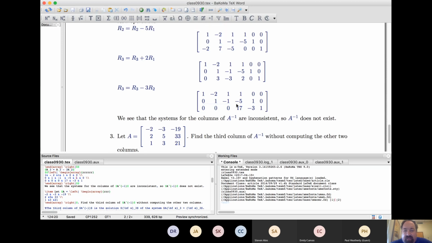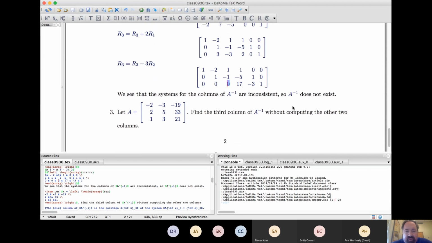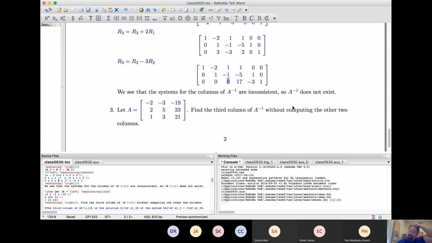Right? So if we had had something non-zero down here, we could have continued and brought this eventually through more row operations over here to get identity here, the inverse here. But sometimes it doesn't work out. You have to be wary of that.